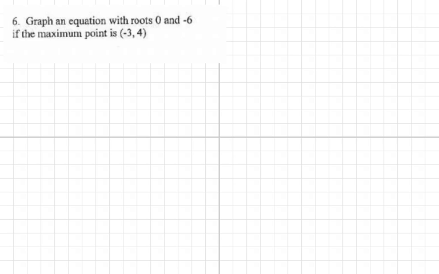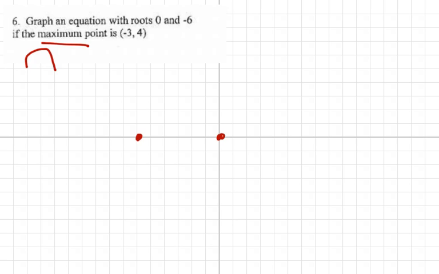Graph an equation with roots 0 and negative 6 if the maximum point is negative 3, 4. Remember that a root is a solution, is where it crosses the x-axis. So it crosses the x-axis at 0, that would be the origin, and at negative 6. 1, 2, 3, 4, 5, 6. It has a maximum point, so that tells me it's going to look like this, at negative 3, 4.